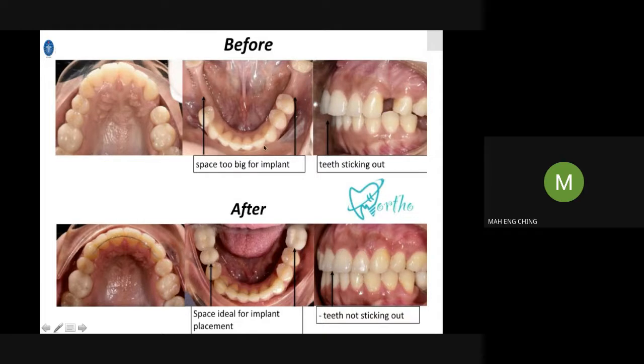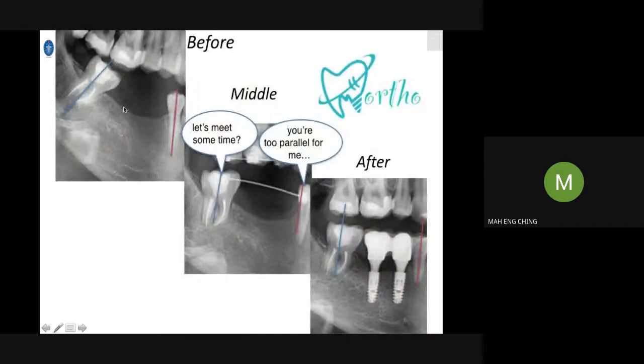So braces can bring this molar forward, third molar forward. Then you can generate some amount of bone. At the same time, you can make a long span become a short span of bridge. So you see this one is a tilted angle. You can straighten it with braces. And at the end, the implant surgeon can put in two parallel implants.